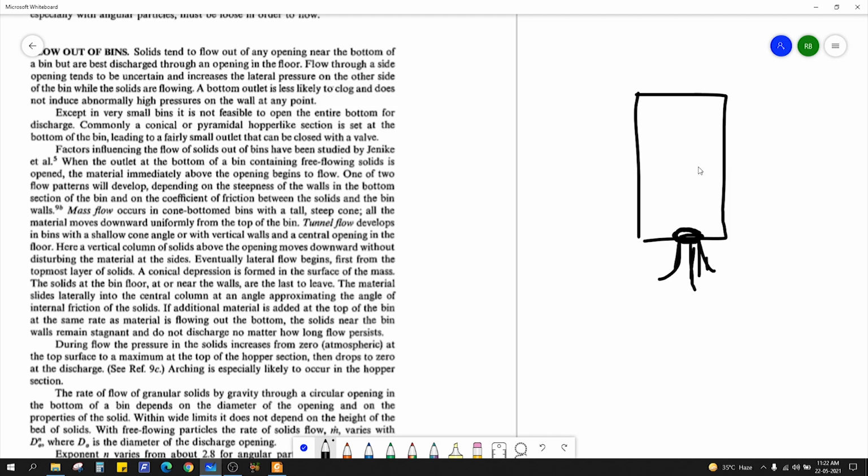Sometimes, while trying to take out the solid from the bin, the solid sticks to the wall, and only the solid at the center, along the axis, will flow out, leaving only a tunnel. That is called tunnel flow.